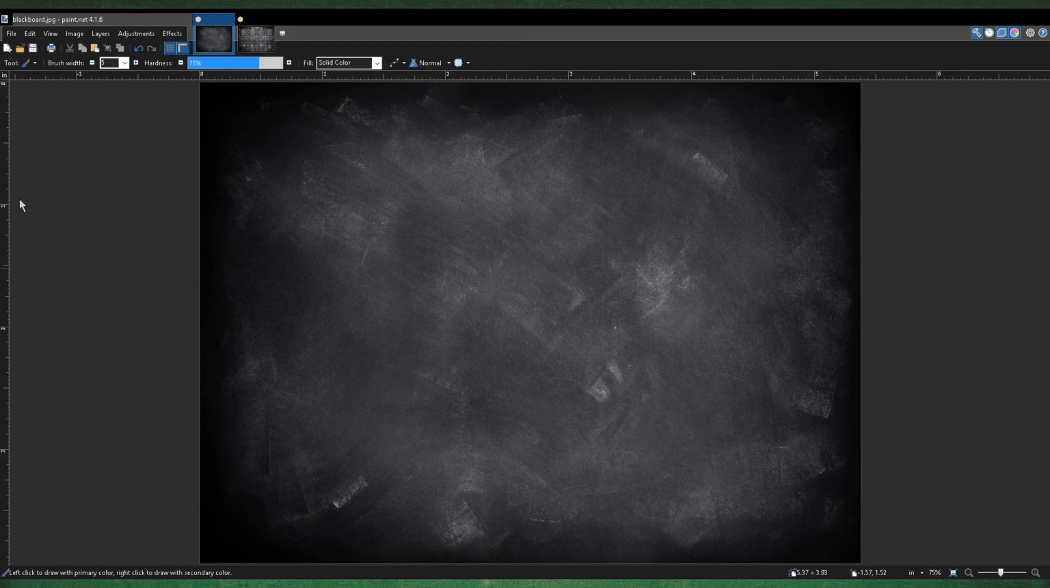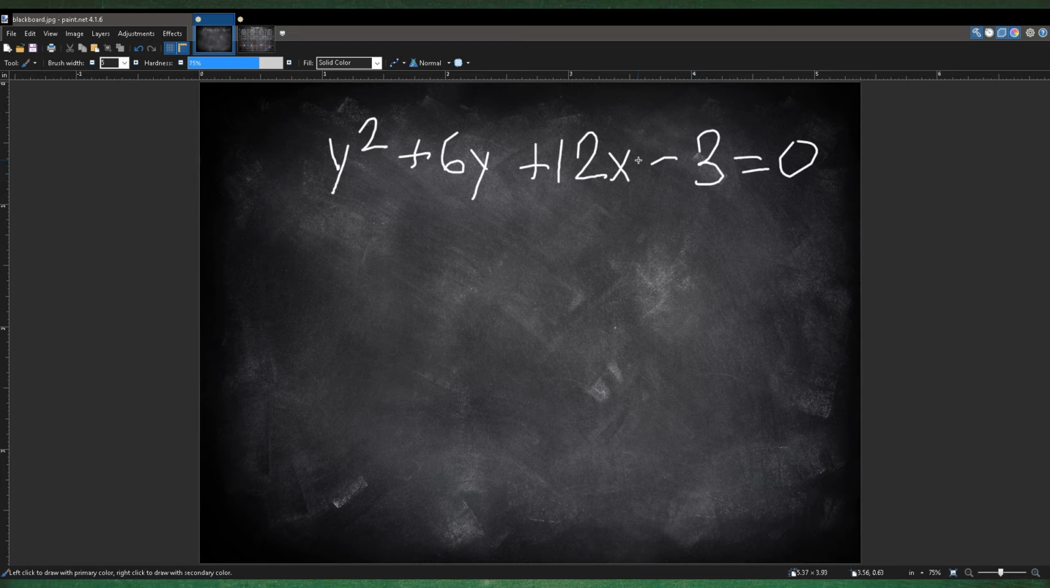Let's say we have y squared plus 6y plus 12x minus 3 is equal to 0. Basically, what we're going to do is the same thing: divide this section by 2. So 6 divided by 2 is 3. So it's (y plus 3) squared. That gets the y squared term, and this gets the 6y when you factor this out. And then you have an extra 9, so you have to subtract 9.